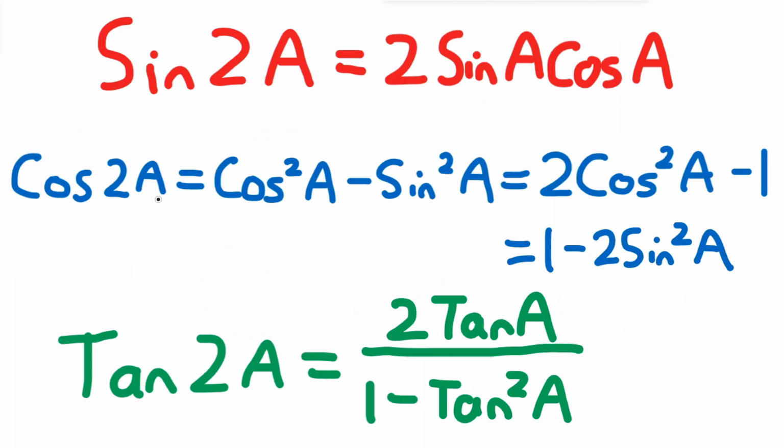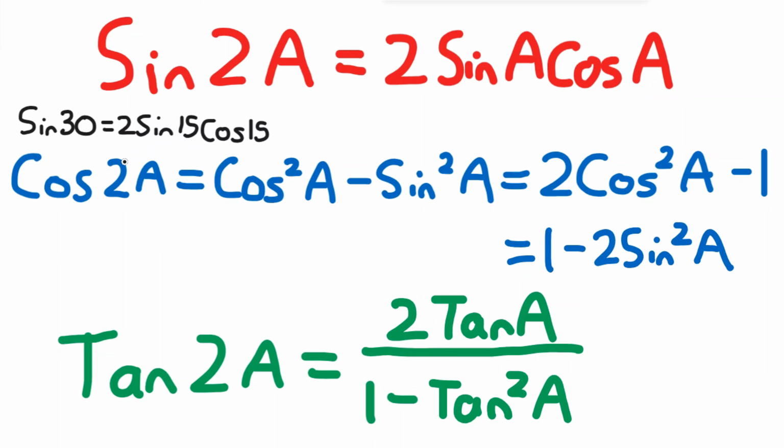You also need to know the double angle formulas, which are shown here for sin, cos and tan. These are exactly what they say they are. So for example, if we had sin 30, this would be equal to 2 sin 15 cos 15, where the a is the 15 and the 2a is the 30, where 30 is twice as much as 15.